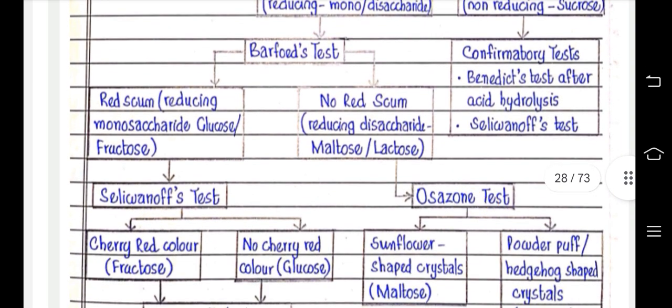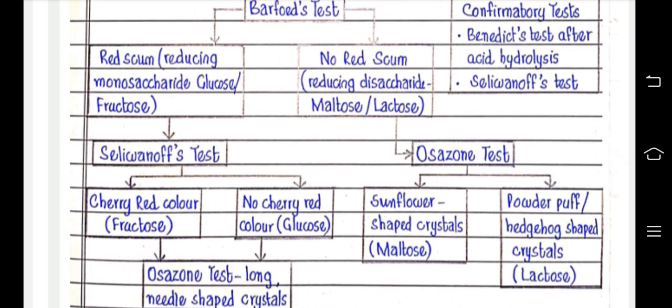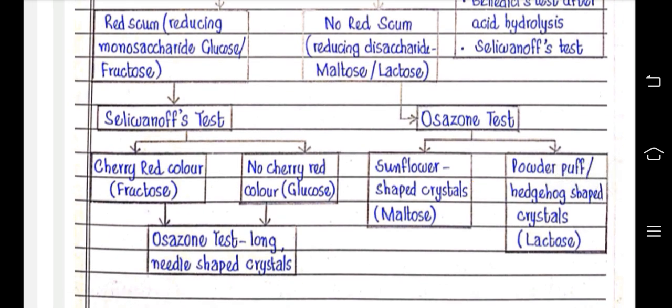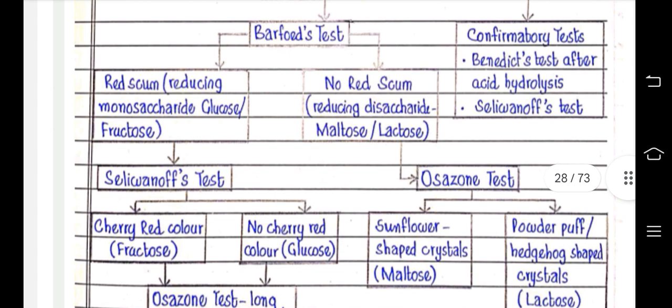Then later we will be performing Selevanov's test, which will indicate cherry red color in case of fructose, and no cherry red color in case of glucose. Then we will be performing the Osazone test, which gives long needle shaped crystals, because that sample is nothing else but fructose.